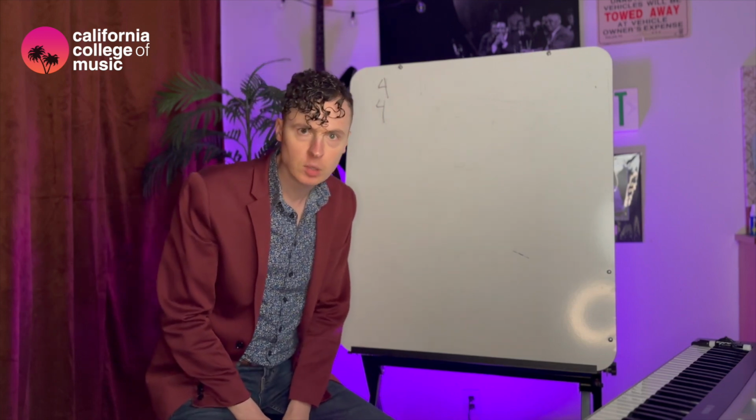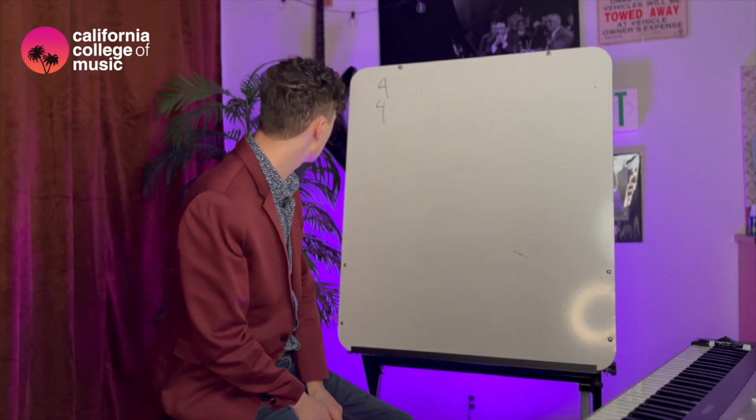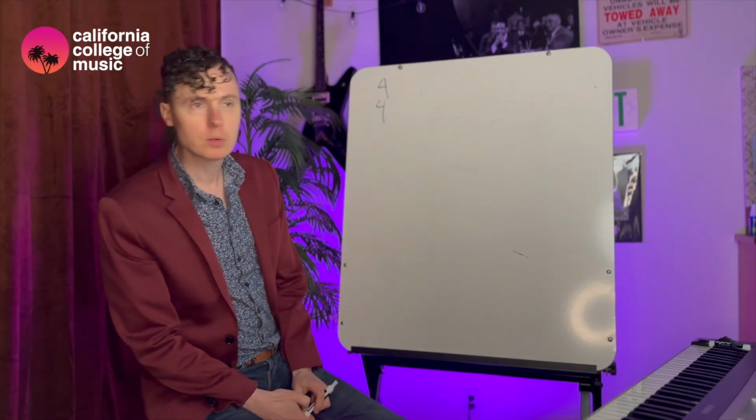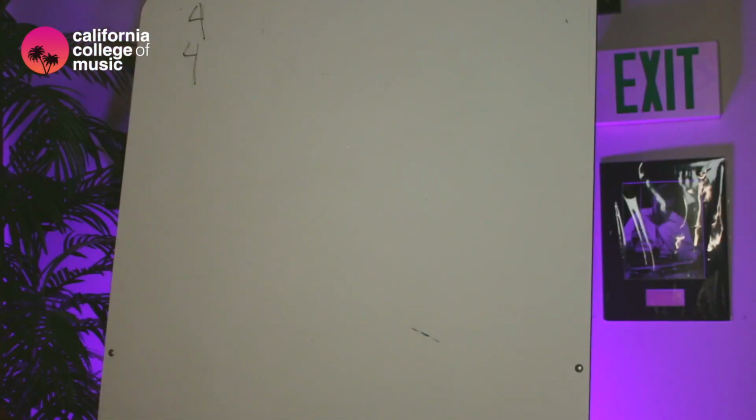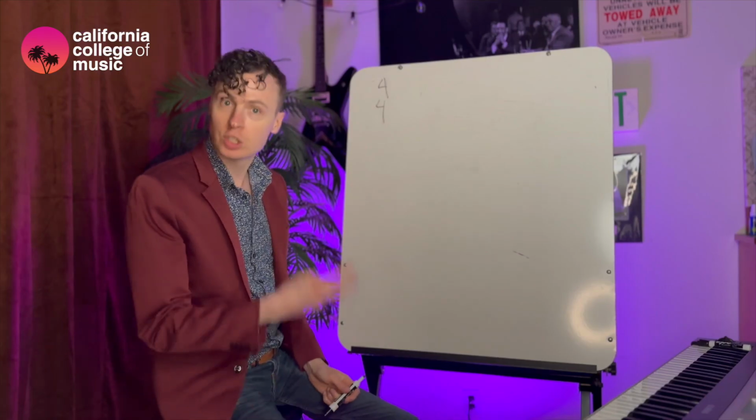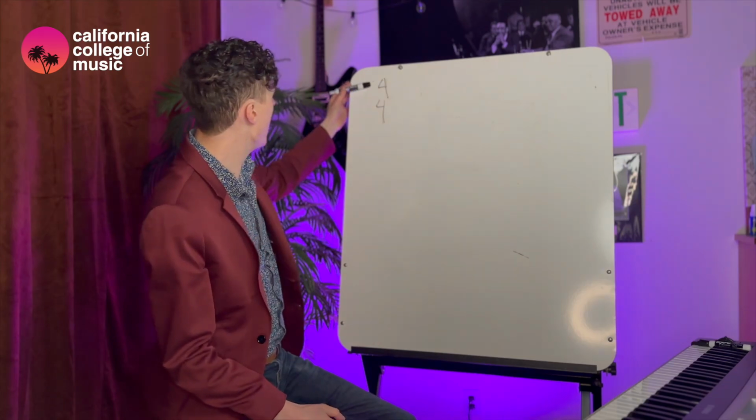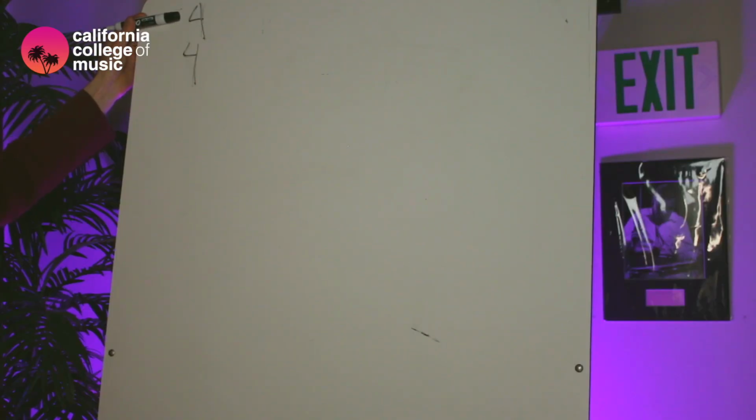Okay, CCMers, we're talking rhythm notation. So in a lot of music that you're going to encounter, you're going to see this time signature at the beginning. It tells you two pieces of information. How many beats are in a measure? What type of note gets the beat?